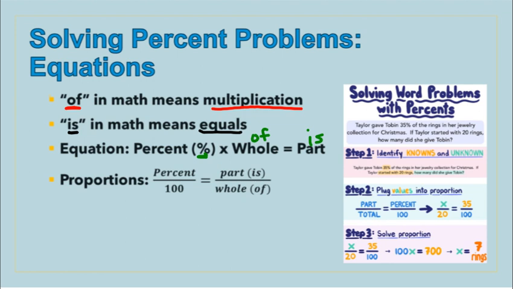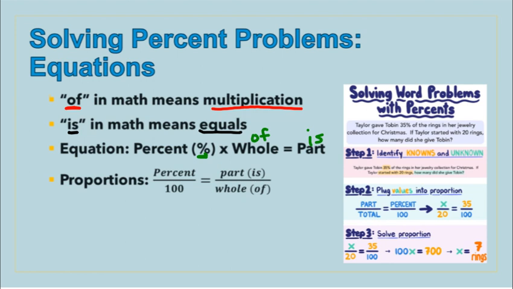And so you could set up with proportions, or you could set up with equations. So percent times "of" equals your "is." Or if you do it as proportions, it's percent over 100 equals is over of.